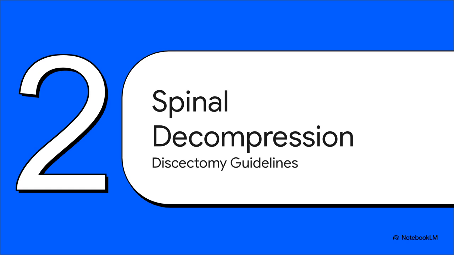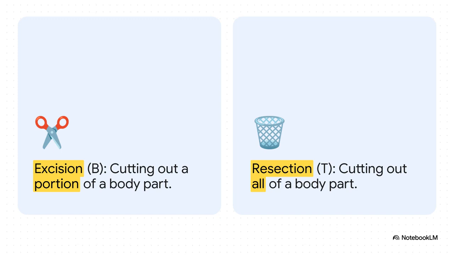Moving right along to section 2, spinal decompression and discectomy guidelines. Diving into our first major surgical scenario, we're focusing on removing or shifting tissue to relieve pressure. When you're dealing with laminectomies, facetectomies, and discectomies, you simply must master the golden rule of removal. Here it is. If the surgeon is cutting out just a portion of a vertebral bone or an intervertebral disc, we code that to excision.